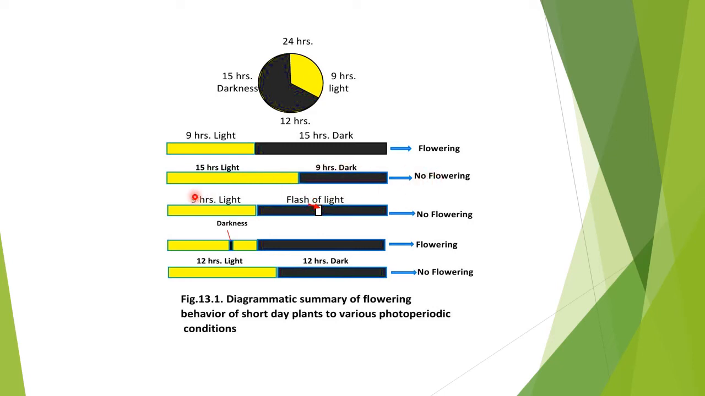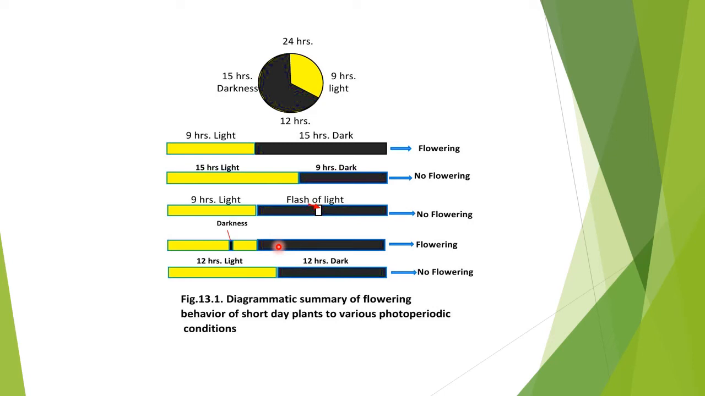And the third experiment was 9 hours of light, and then in the darkness there was a flash of light, an interruption of the dark period. So no flowering was there. That means you are disturbing the night there. It is also important there.